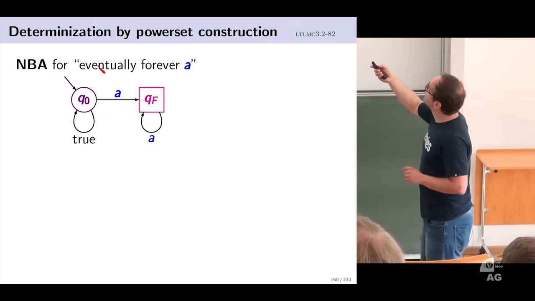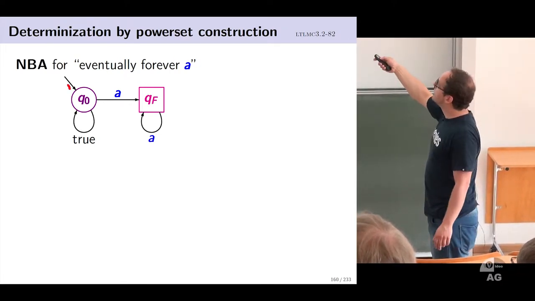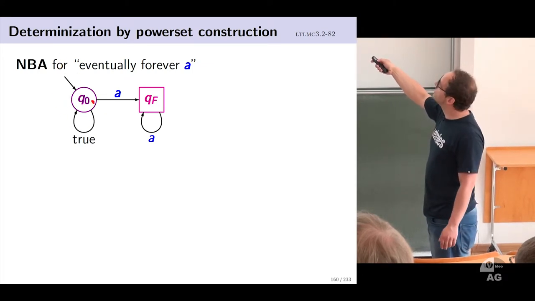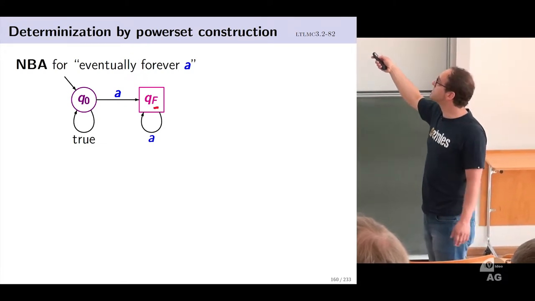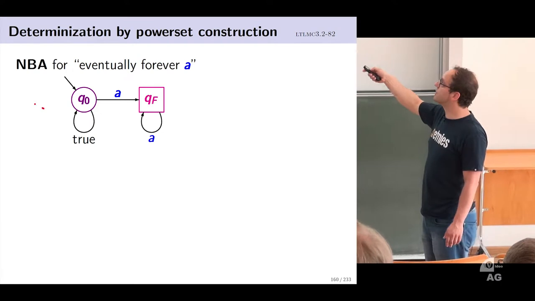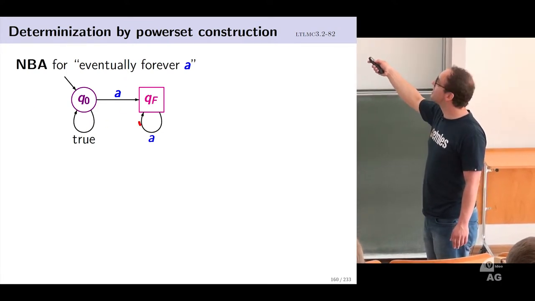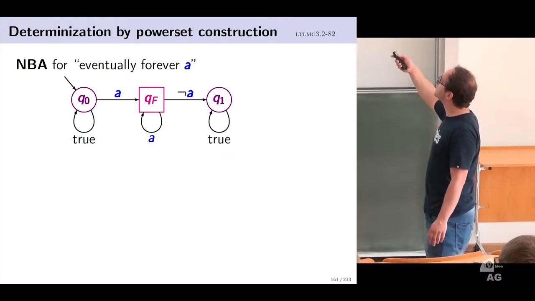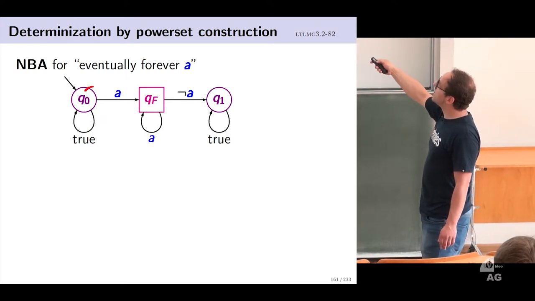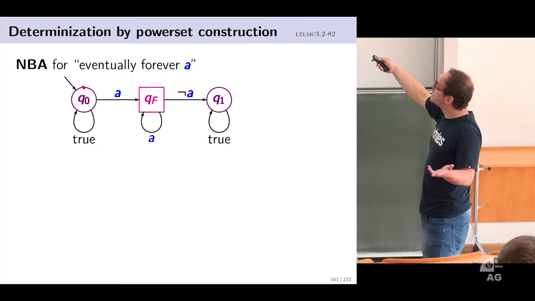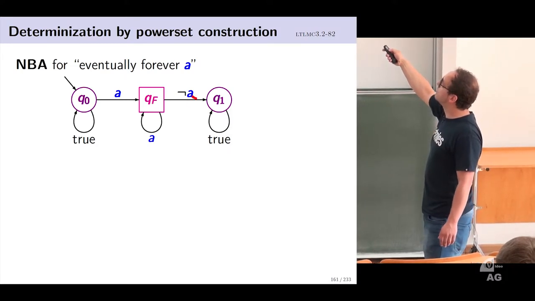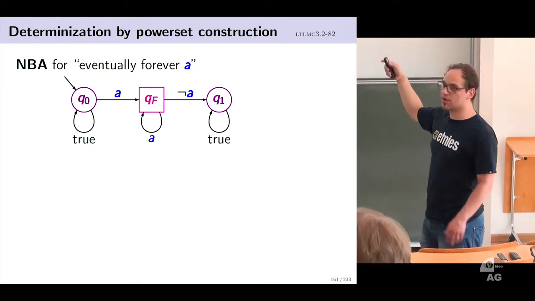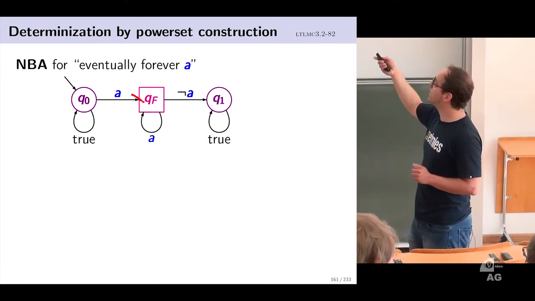So this is an NBA for the language eventually forever A. Why? Because initially we start here, we can read an arbitrary prefix, but at some point, in order to be accepting, we need to make this switch to the accepting state, and then you can only cycle with A's. So from some point on, you will only read A's in order to be accepting. Okay, let's make this more complete in a sense. As soon as you have decided non-deterministically to go to the accepting state, if you read a not A at some point, you can reject the word. That doesn't change the language because you can still non-deterministically guess the point from which on A holds forever.